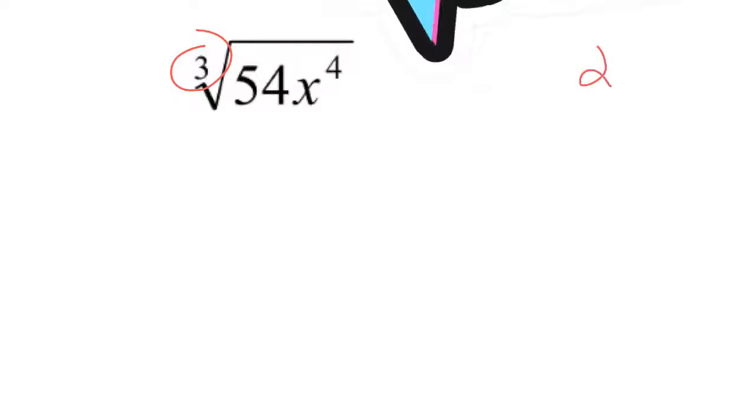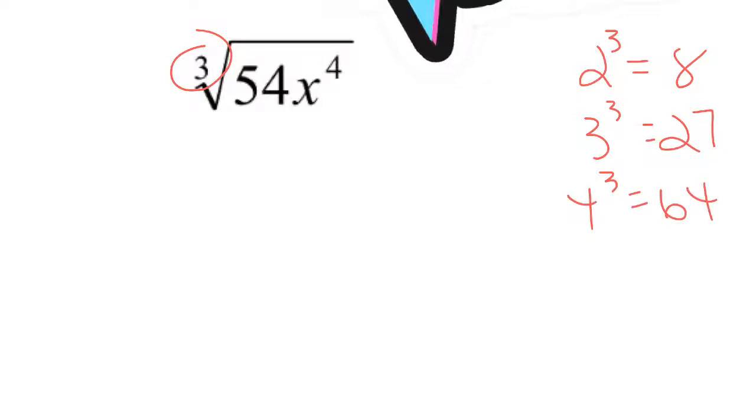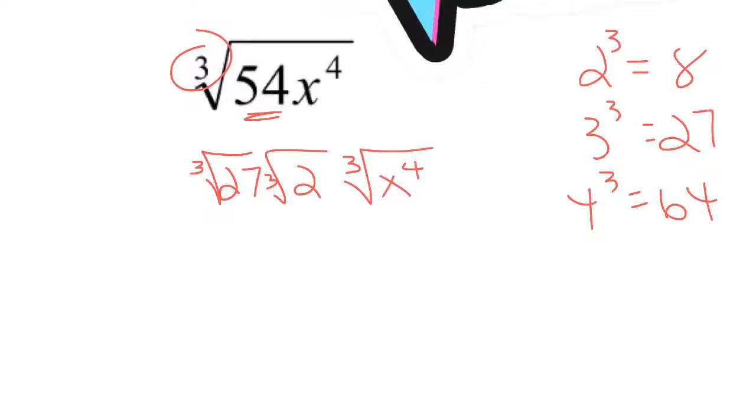Now, perfect cubes are the number 8, the number 27, and it gets big really fast. So 4 to the third power is 64. Which of those goes into 54? And the answer is 27. So we've got the third root of 27 times the third root of 2 times the third root of x to the fourth. This right here would be 3 because 3 to the third power is 27. So we have 3 times the third root of 2.